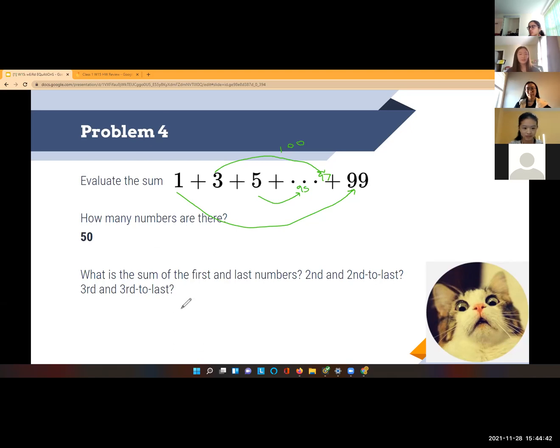And since there's 50 numbers, well, that means there's 25 pairs, right? 2 numbers make up 1 pair. So then that means 25 pairs times 100 is 2,500. So you were right, Charles.